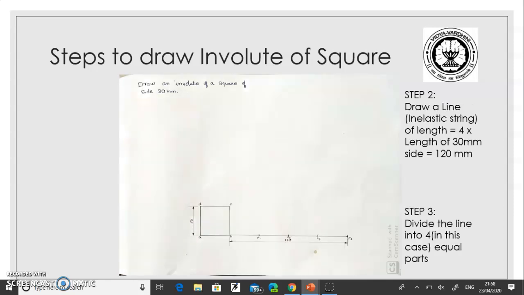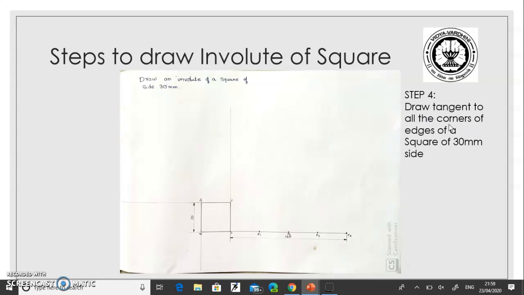Then step 2 will be to draw an inelastic string of length 4 times the length of the side, which is 120 mm. So the side is 30, so we will draw 30, 30, 30 and 30, which is 120, and we will name the points P1, P2, P3 and P4. The number of sides is 4, that is why this string is divided into 4 equal parts. If it was a pentagon, then this string would have been divided into 5 equal parts. That will be step 3: divide the line into 4 parts.